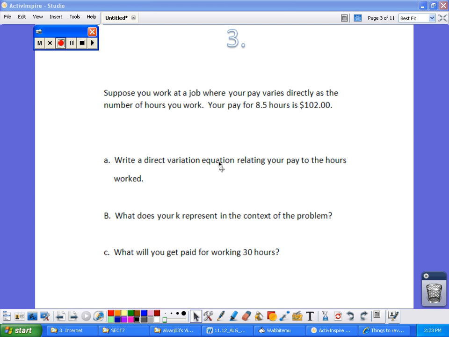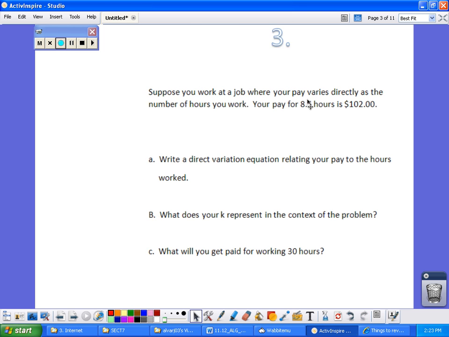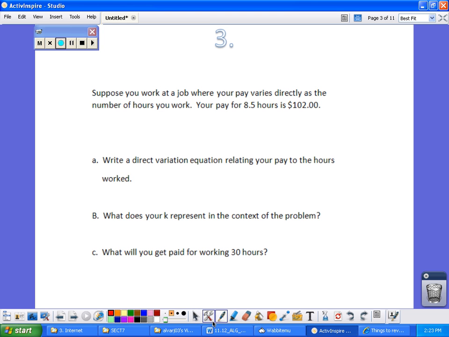Suppose you work at a job where your pay varies directly as the number of hours you work. Your pay for 8.5 hours is $102. All right, this is one of those special problems. When we see the words "varies directly," we know that we're dealing with a direct variation, and in general, direct variation is y equals kx.